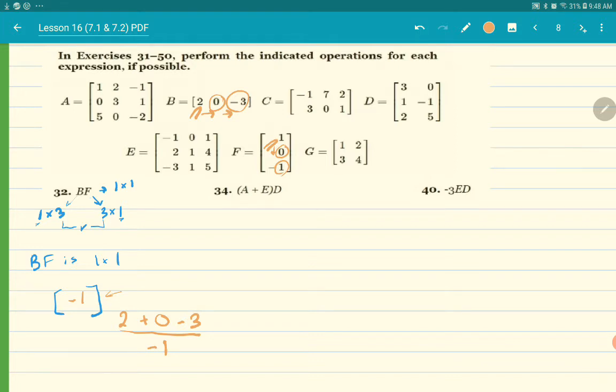Oh, you know what I did? I'm sorry. I covered up my negative with my arrow. That last one should be a -1 times a -1. So that's a +3. So that sum is actually a 5, not a -1. Sorry about that. So that's how I get BF.